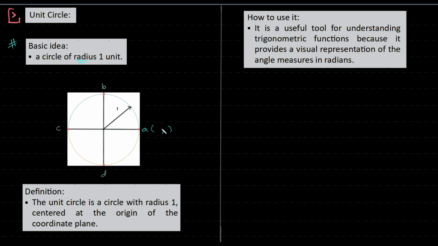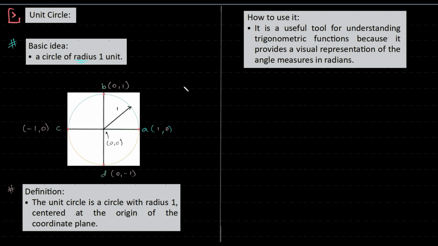Yes, this would be 1, 0, and this will be 0, 1. And what about this? It's to the left, so it's negative, and it's 1 unit away. So this is minus 1, 0, and this is 0, minus 1. So the official definition of a unit circle is a circle with radius 1 centered at the origin of the coordinate plane. The additional condition being that this point is at 0, 0.